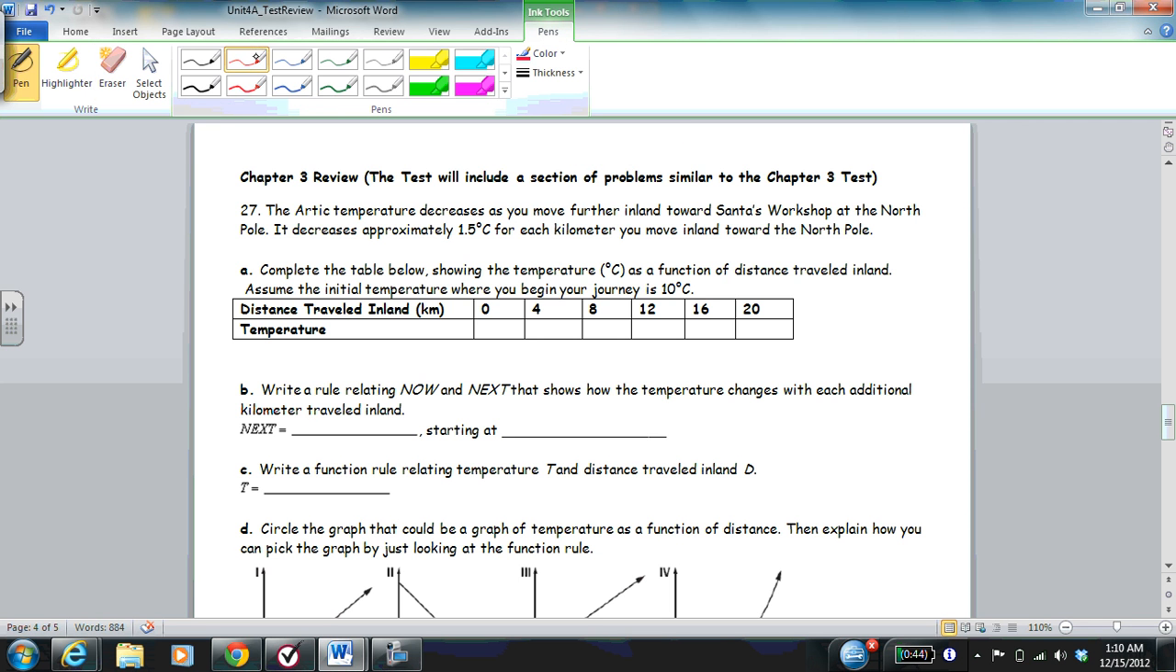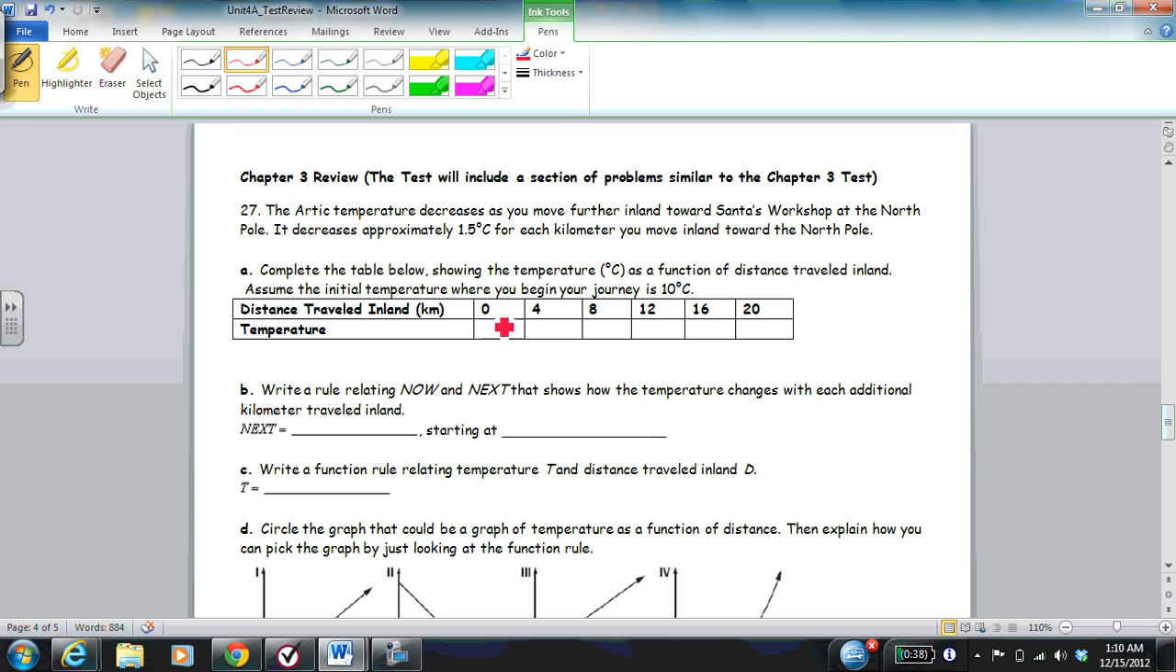Sorry, watch the video. So number 27, it says the Arctic temperature decreases as you move further inland towards Santa's workshop at the North Pole. It decreases approximately 1.5 degrees Celsius for each kilometer you move inland toward the North Pole. So we land in Antarctica, and we're walking towards Santa's workshop. So we're walking inland. The temperature is going down 1.5 degrees Celsius every kilometer closer we get to the North Pole. So complete the table below showing the temperature in degrees Celsius as a function of the distance traveled inland. Assume the initial temperature where you begin your journey is 10 degrees Celsius.